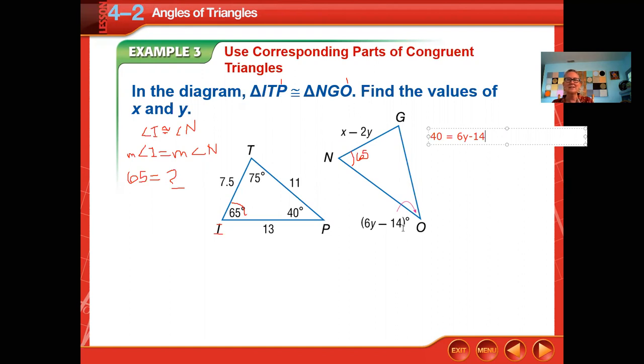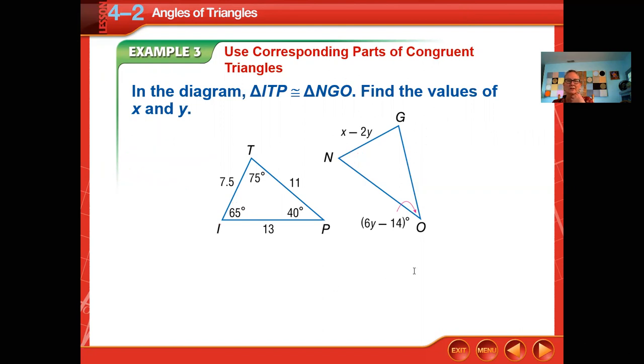And notice that this is an angle measure. So when they gave me 6y minus 14 degrees, I have to remember, wait, I'm using degrees here. So when I go for the P, don't get confused and accidentally use the 13 or the 11. Don't ever set, like over here, x minus 2y, that cannot equal like 75 degrees because x minus 2y is the length of NG. Okay, let me erase my drawings.